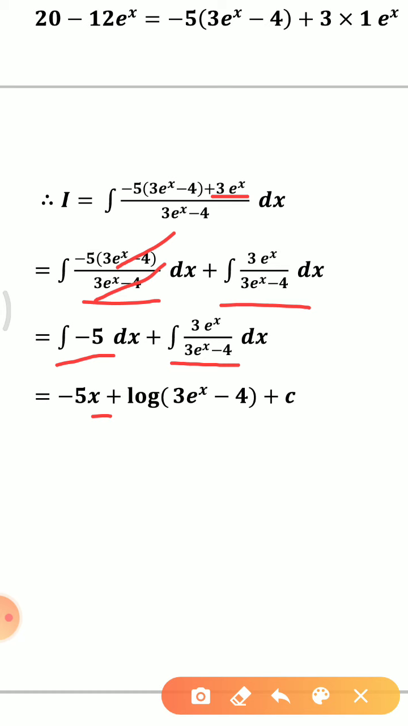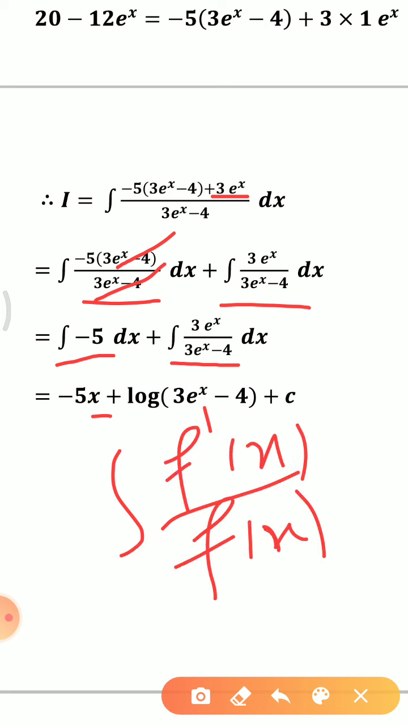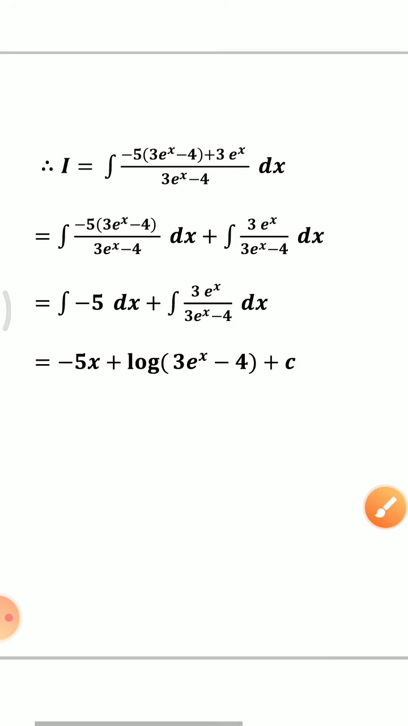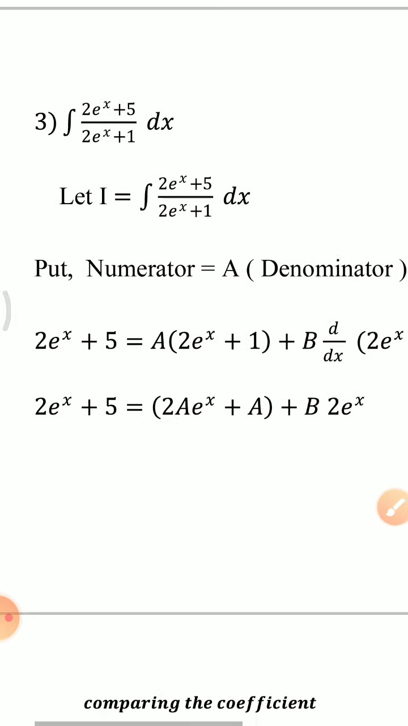That means it is the integration of f dash of x upon f of x, that is equal to log of f of x. Applying here, f of x is 3 e raised to x minus 4. That means log of 3 e raised to x minus 4 plus c. So the answer is minus 5x plus log of 3 e raised to x minus 4 plus c. This we have to solve in question number 2 here. Let us see question number 3.